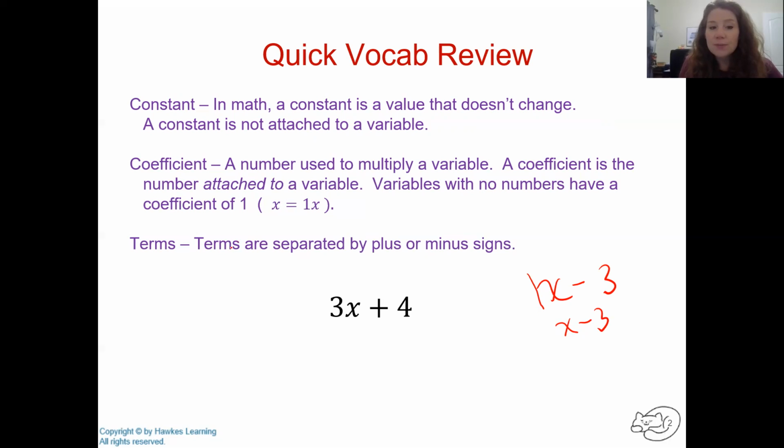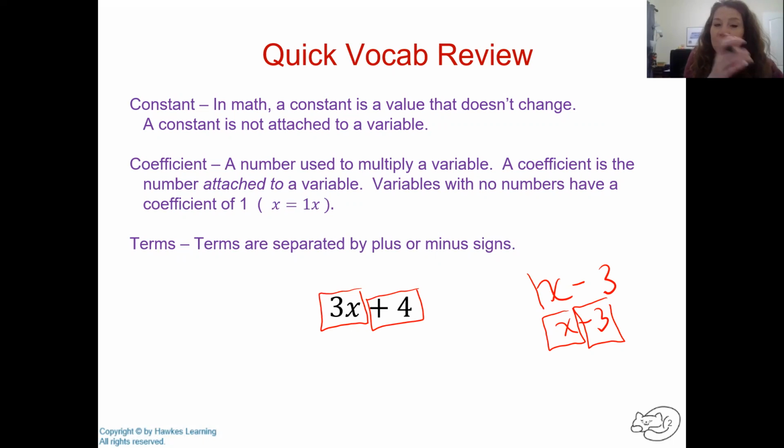And then terms are separated by plus or minus signs. So since I see a plus symbol here, we have 2 terms here, 3x and positive 4. And then also the one that I wrote, there's a minus sign. So we have 2 terms again. So x is 1 term and minus 3 is another term. The term includes the symbol in front of it. If you don't have a symbol, obviously it's a positive term.